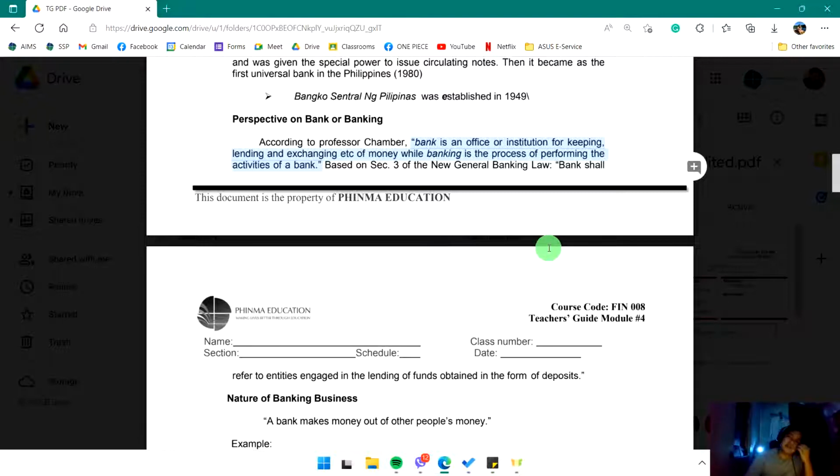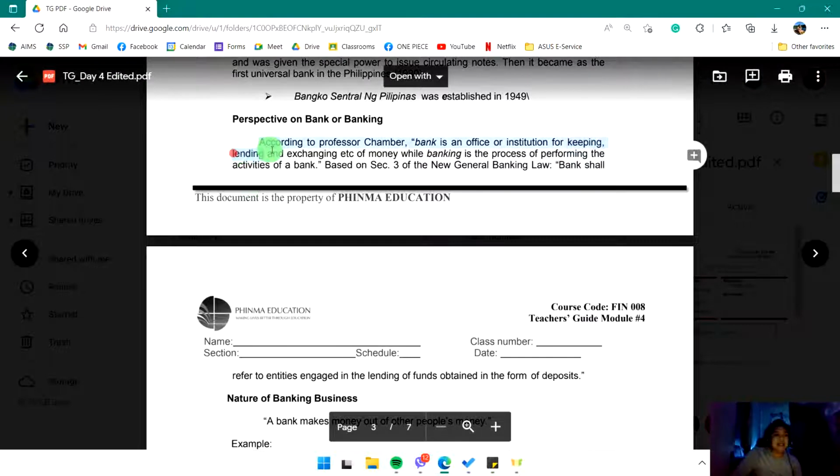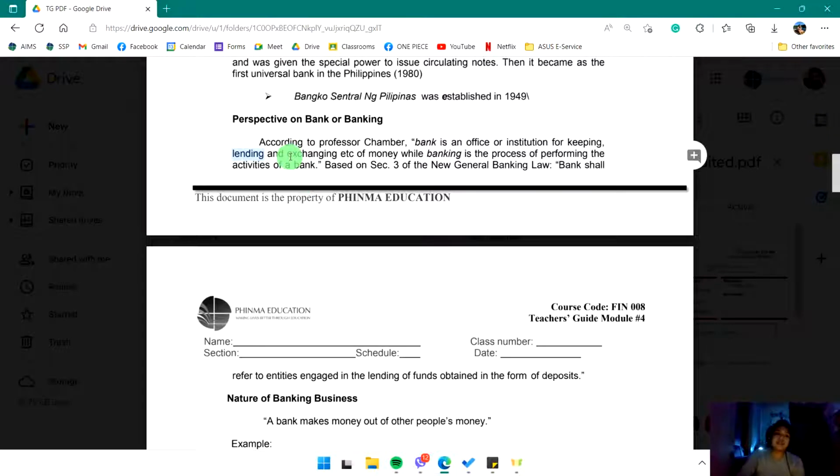Basically, yun nga, no? Our financial system, we have the lenders, we have the banking institutions, and we have the borrowers. Ganun din ang purpose ng bank natin. Since they are the middlemen, sila yung banking institutions natin, they are the ones responsible for keeping the money that was saved up by the lenders, lending money to borrowers, loan, whether in the form of different kinds of loan, and exchange of money, whether in the form of different currencies or money changing, etc.